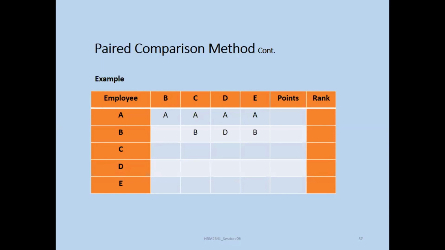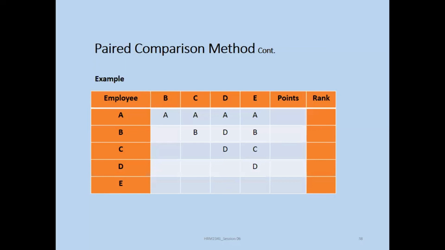Next, employee B is compared with C, D, and E. When we compare B and C, B is the best employee. When we compare B and D, D is the best employee. When we compare B and E, B is the best employee. In the third stage, C compared with D, D is the best. C compared with E, C is the best. D compared with E, D is the best.